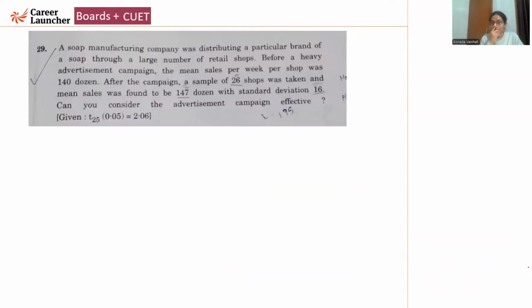So in this question, this is based on t-test. A soap manufacturing company was distributing a particular brand of soap. So let's come to the main point. The mean sales is given out to be 140, the sample of 26 shops, and the mean sale was found to be 147 with a standard deviation of 16. So can we consider the advertisement campaign effective or not?